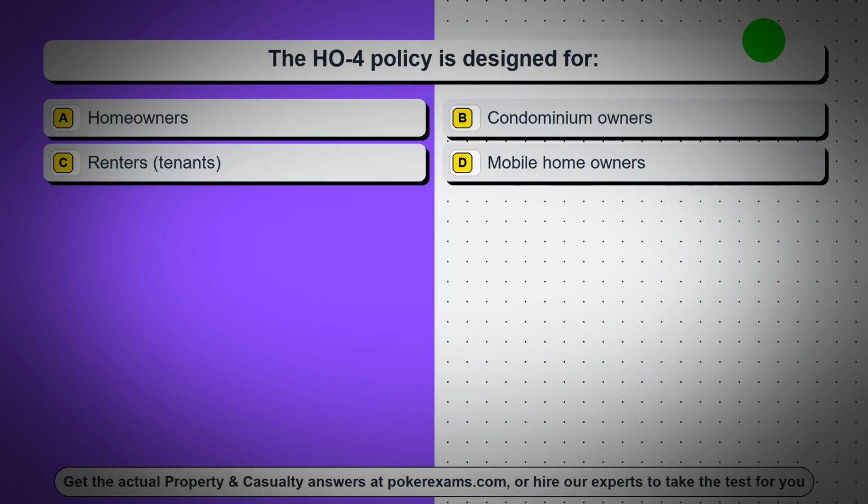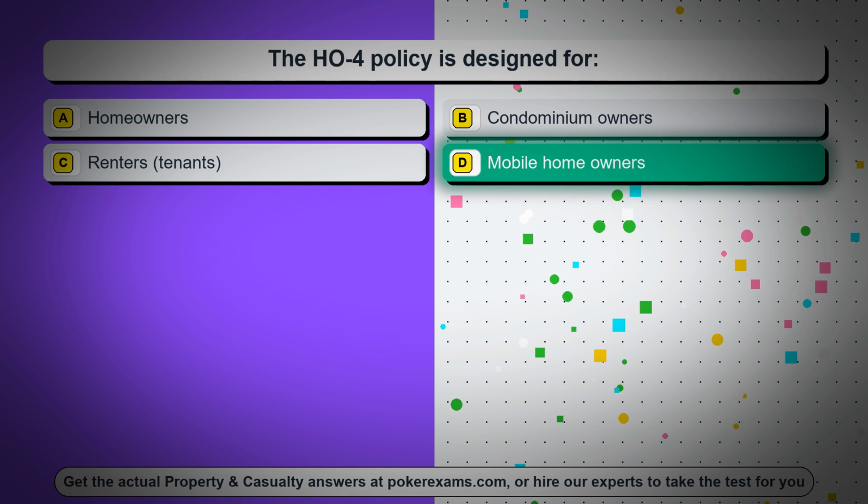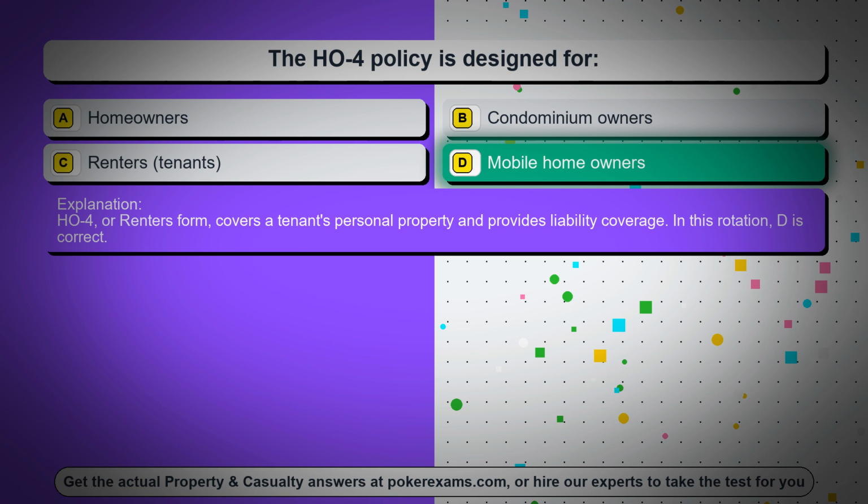Question 61. The HO4 policy is designed for, option A, homeowners, option B, condominium owners, option C, renters, tenants, option D, mobile homeowners. The correct answer is option D, mobile homeowners. HO4, or renters form, covers a tenant's personal property and provides liability coverage. In this rotation, D is correct.